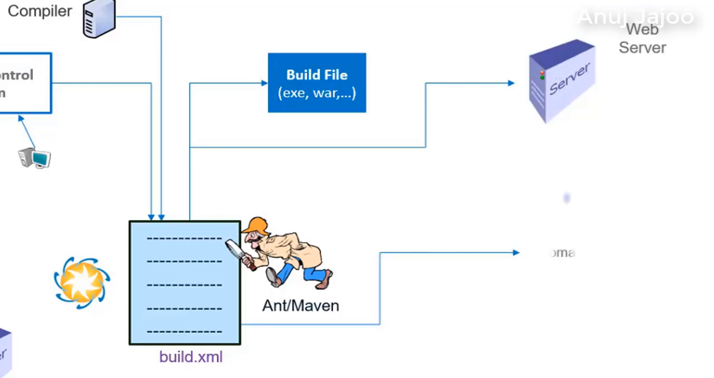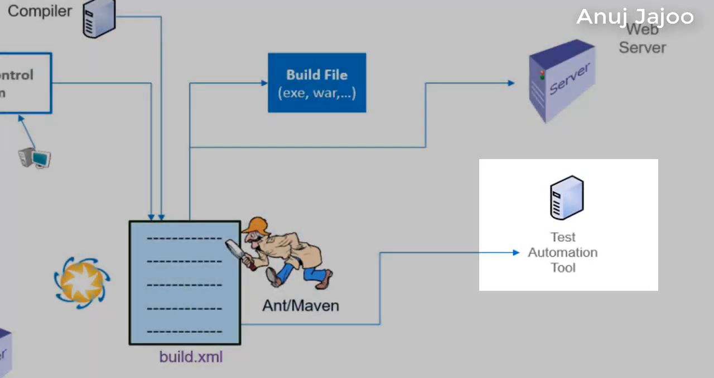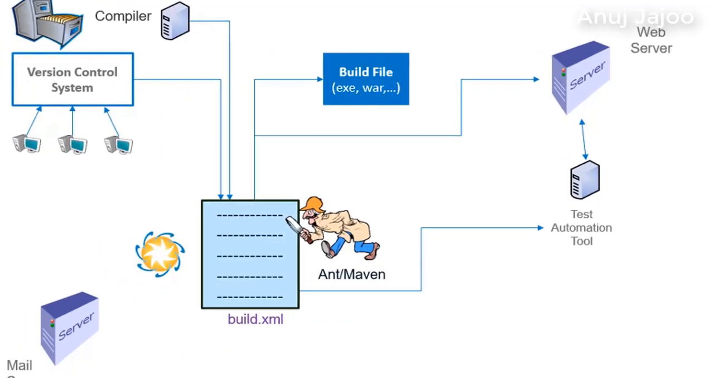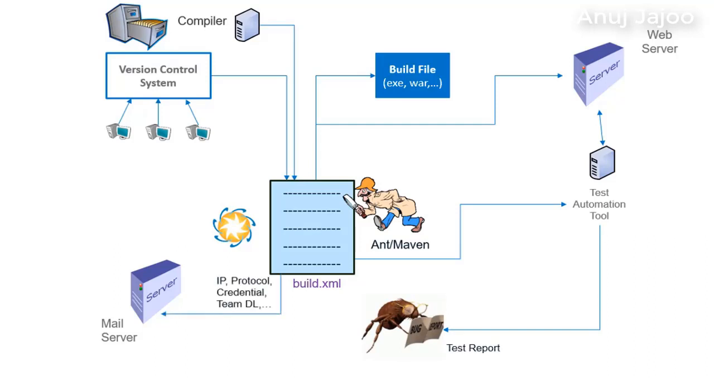Now one essential thing required here is test automation, without which continuous testing will not be possible. The test automation tool is then triggered for execution of test cases. As an outcome, a test report is generated. Mail server configuration helps in sending automated email to the predefined distribution list. In this case, the test report will be sent.